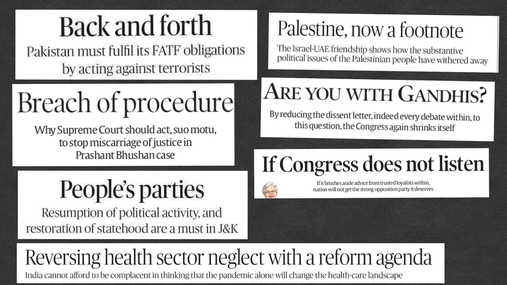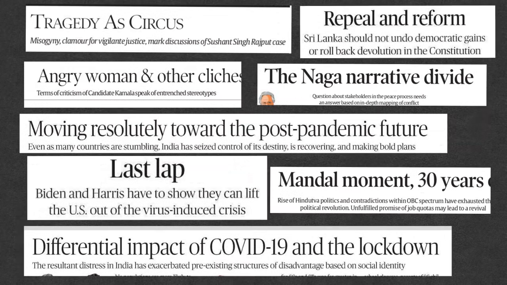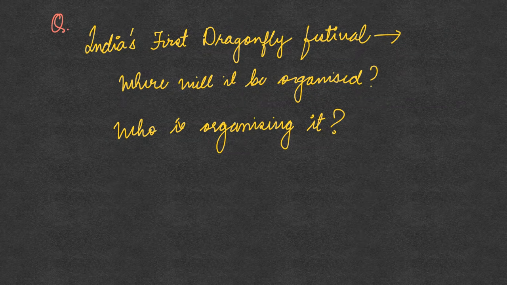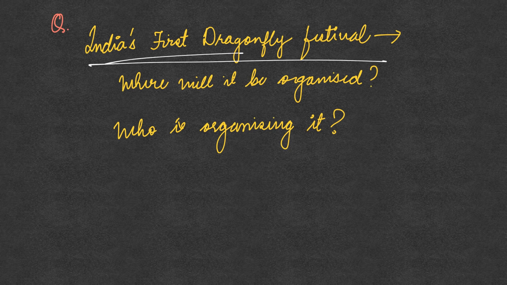These were the other articles from Saturday and Tuesday, that is today, which were not important from the exam point of view. So today we have covered Saturday's, that is 22nd August, and today's newspapers, four newspapers in all. Today's prelims question related to current events is about India's first Dragonfly festival. I don't know if it was in today's newspaper or Saturday's newspaper, but it was there in the newspaper that I read today.